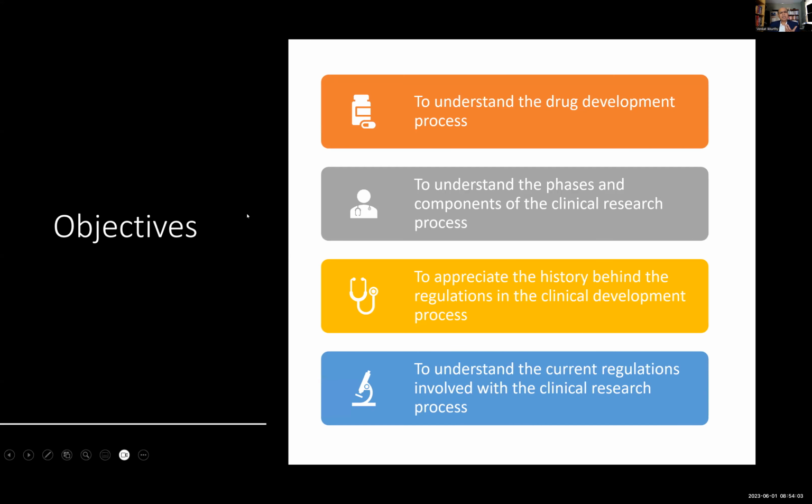See, what exactly are the objectives of these clinical trials? To understand the drug development process and the different phases of clinical trials, and the appropriate history behind regulations in the clinical development process. Regulations, that means standards, we need to go with that. To understand the current regulations involved with the clinical research process. That we are going to discuss right now.